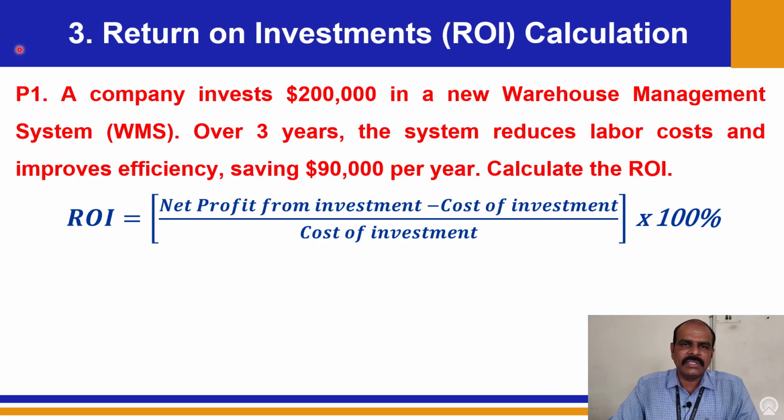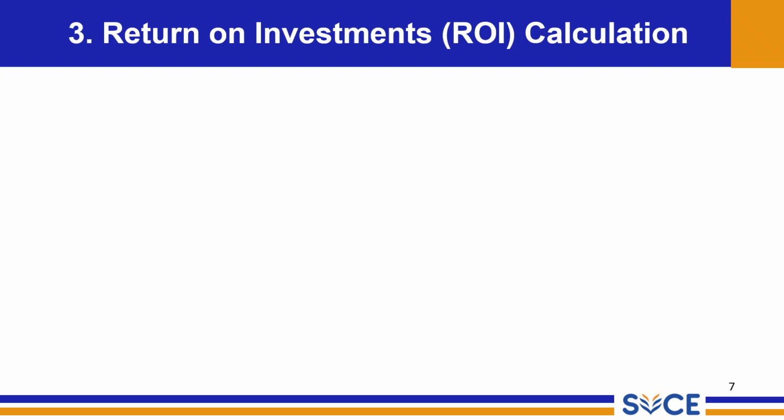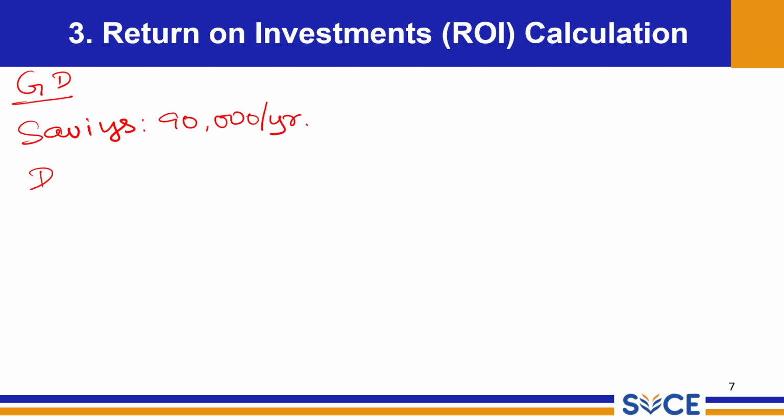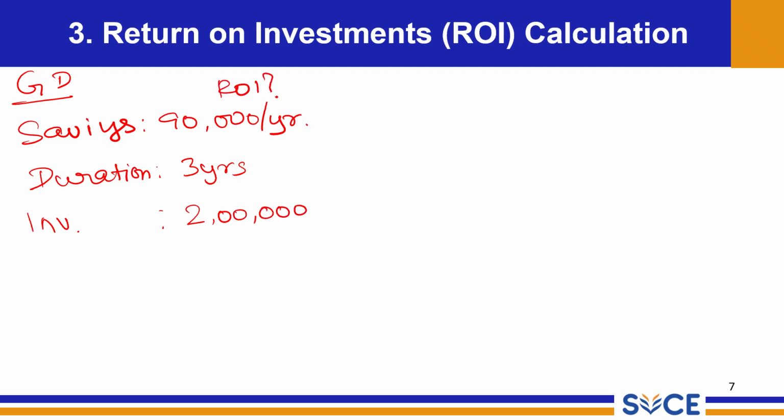Okay, so now we'll solve this particular problem based on the given data. Let me take the given data first. The first given data is savings. The equipment is saving 90,000 dollars per year, and the duration is 3 years. Then the investment we made is 2 lakh. With this given data, we have been asked to find the ROI. How much ROI will there be?